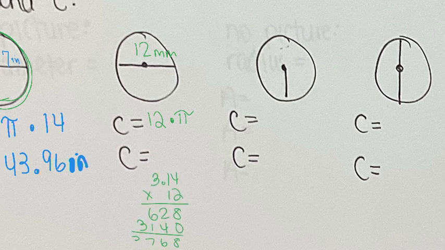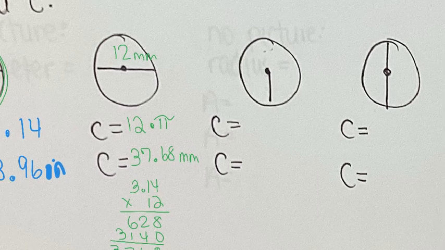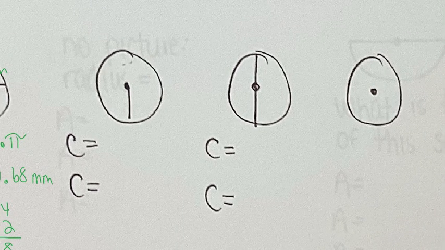I ended up with 37.68 millimeters. 37.68. Remember that you're just going to multiply this like normal and then you count at the very end. 1, 2, 1, 2. Okay, next question.